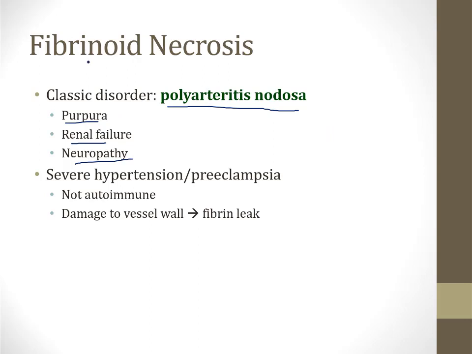The other place you can see fibrinoid necrosis that you should know for step 1 is patients with severe hypertension or women with preeclampsia. In this case, it's not autoimmune like it is in polyarteritis. What's happening here is there's damage to the vessel wall and fibrin is leaking out, and that also can lead to fibrinoid necrosis. And that concludes our video on necrosis.